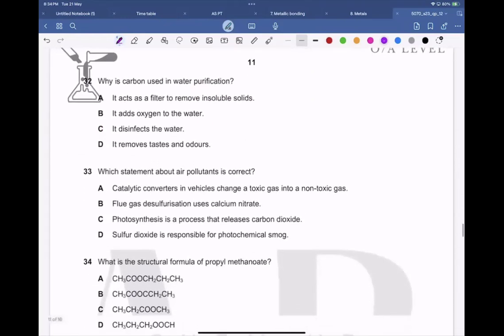Now, question number 32. Why is carbon used in water purification? Because carbon is used to remove tastes and odors. So A, B, and C go wrong.